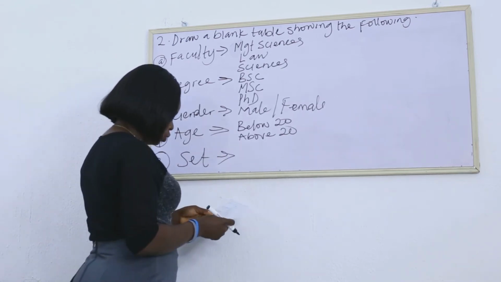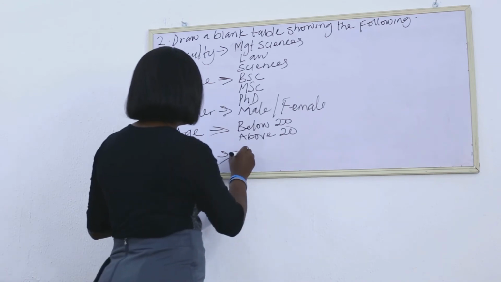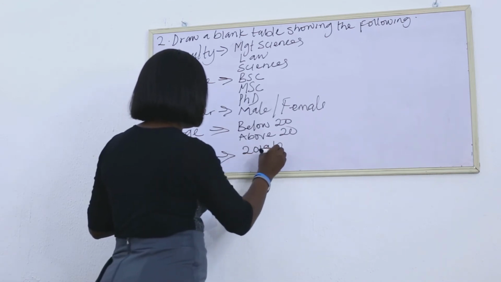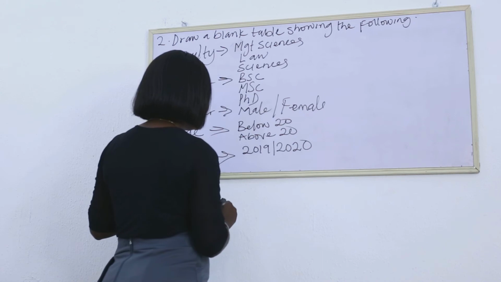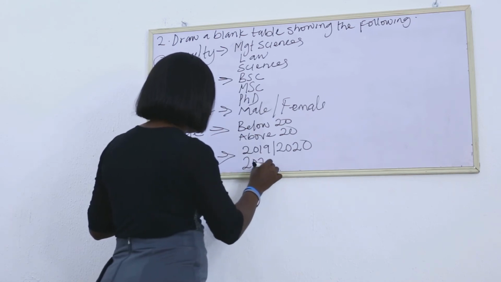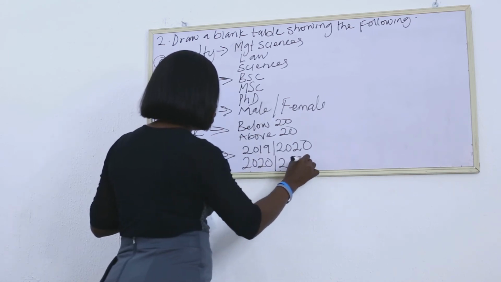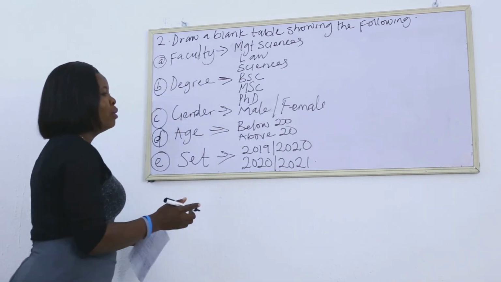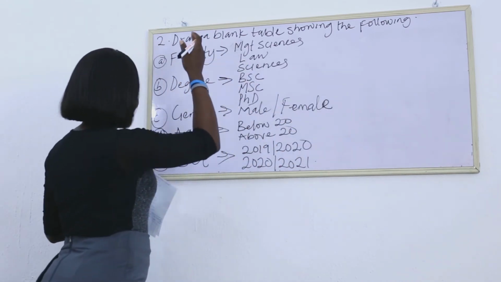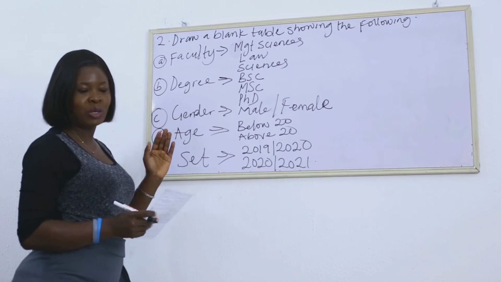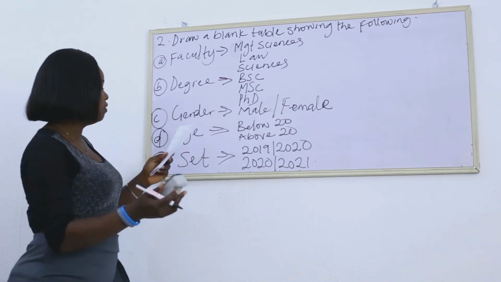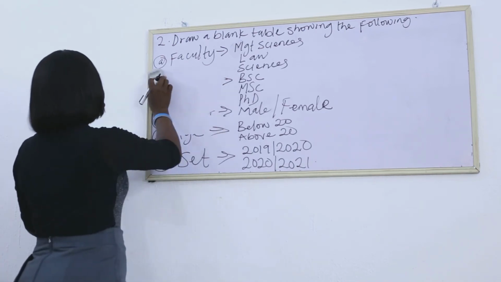The set of the students. The first set will be 2019, 2020. Then the second set will be 2020, 2021. Let's see how we represent these 5 characteristics on a single table.